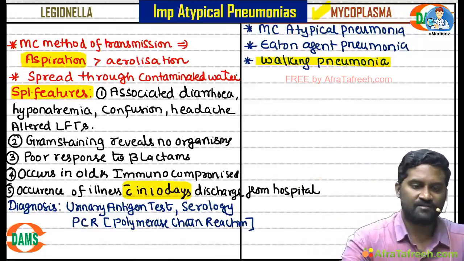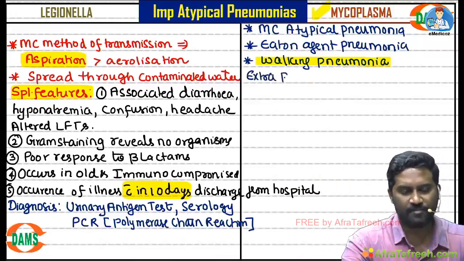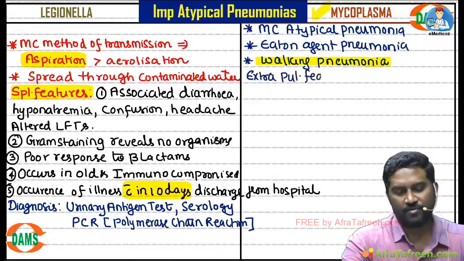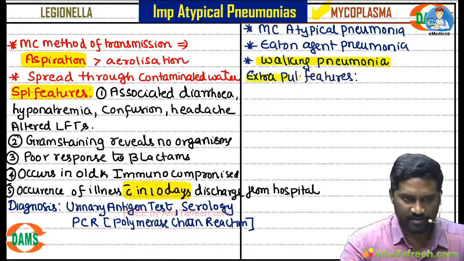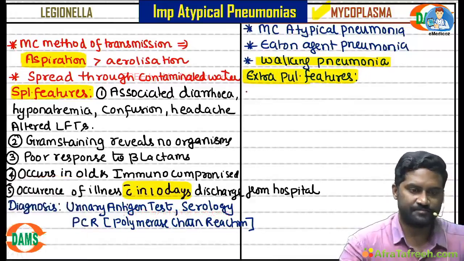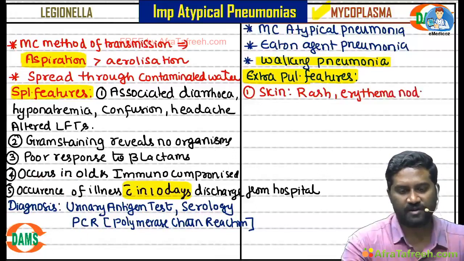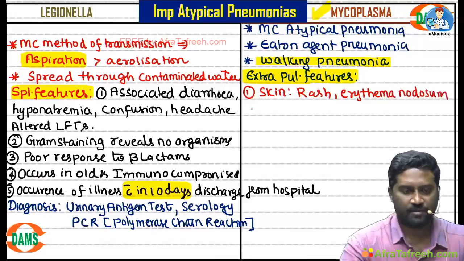When we are discussing mycoplasma, you should know about its extrapulmonary features. Even though it is rare to have extrapulmonary features, they can be asked in the exam. What are those extrapulmonary features? In the skin, there can be rash, erythema nodosum.